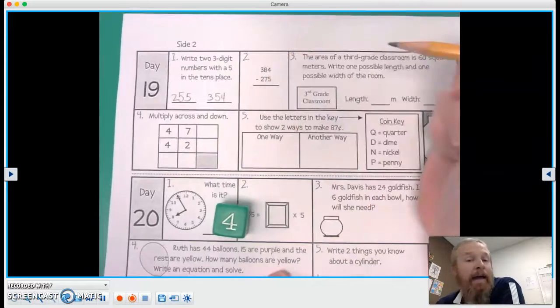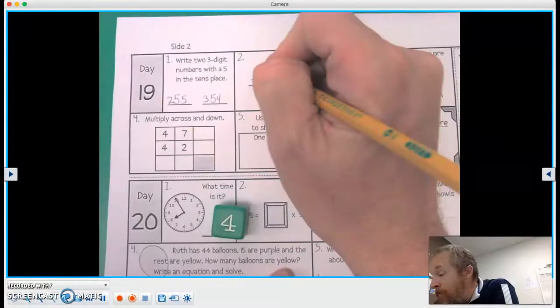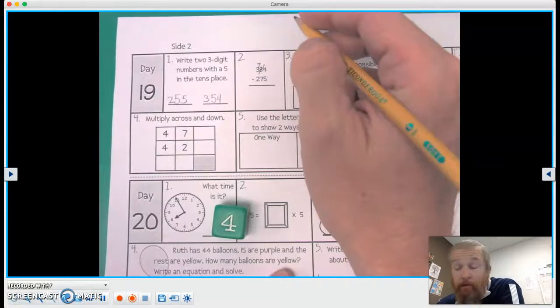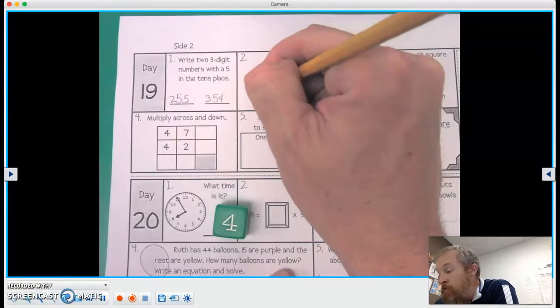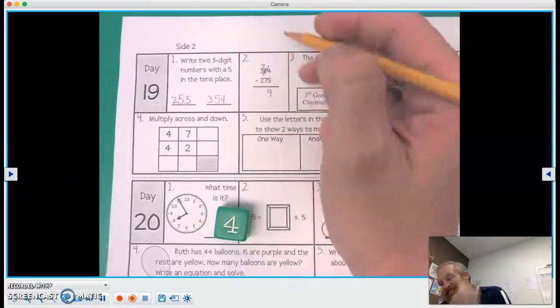All right, now let's check this out. 4 minus 5. Borrow from next door. That's right. Now we have 14 minus 5, which is 9. 7 minus 7. Now this one, the numbers are the same, so it's zero.